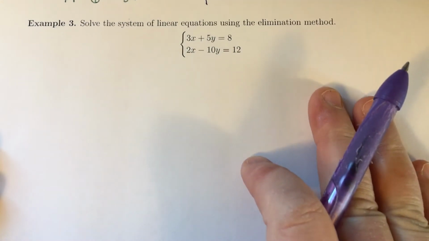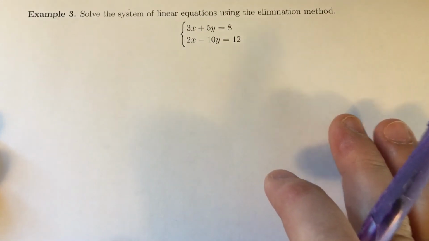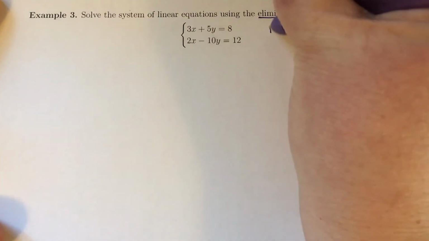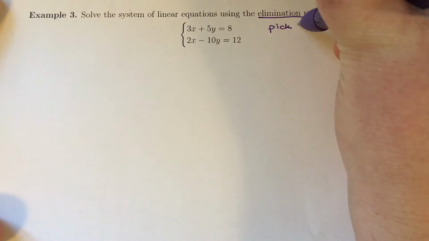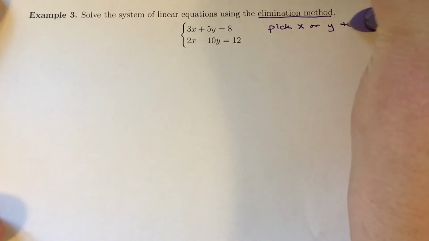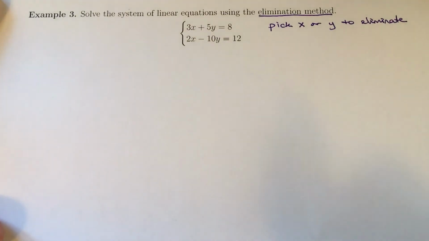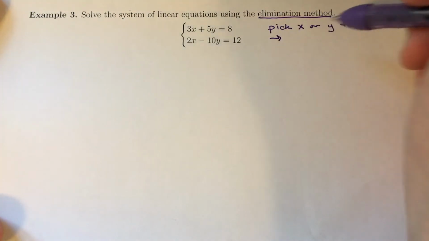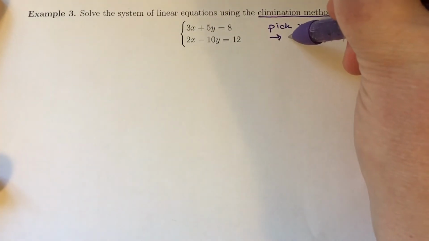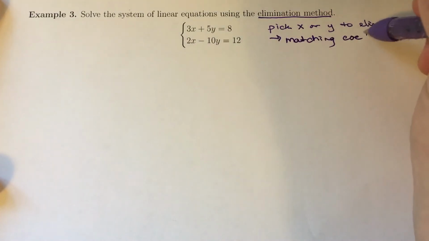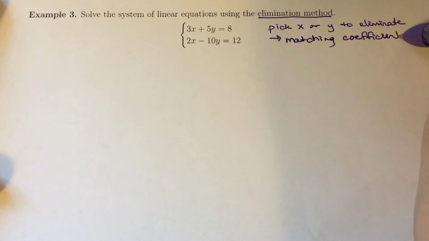So in this example, let's see if we can figure out which one's going to be easier to eliminate, x or y. So that's the thing with the elimination. We need to pick x or y to eliminate. And really what we should be looking for is what's going to be easier to get the coefficients to match. Matching coefficients, those numbers in front of the variables.